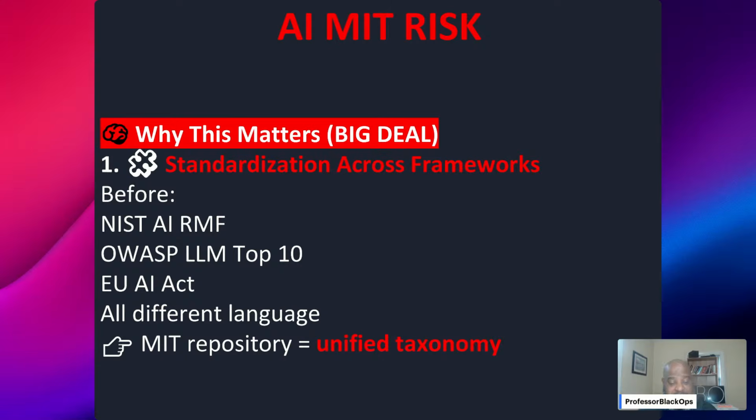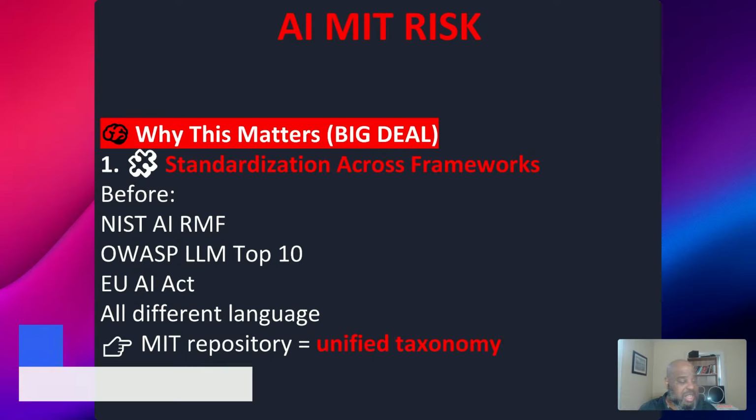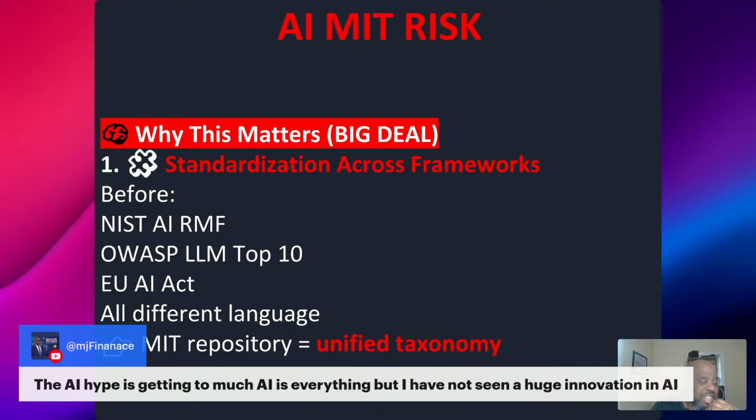Let's see what my man MJ Finance got to say. Yeah, hype is getting too much. Facts. AI is everything, but I have not seen a huge innovation in AI. I think that's a good point. But especially with technology, it always comes out with the hype. Then I think you're gonna start seeing some unique innovations after that. I think some of the programming houses are using AI to help them generate code and test it from that particular part. I think a lot of it's coming from the technology piece first.